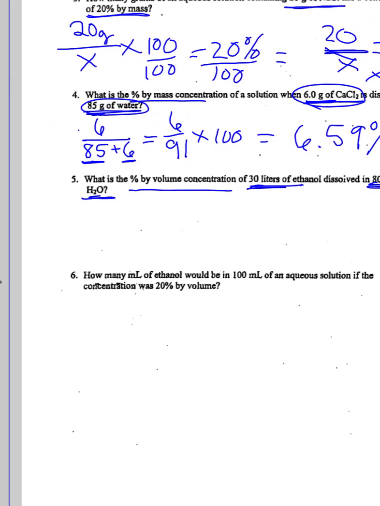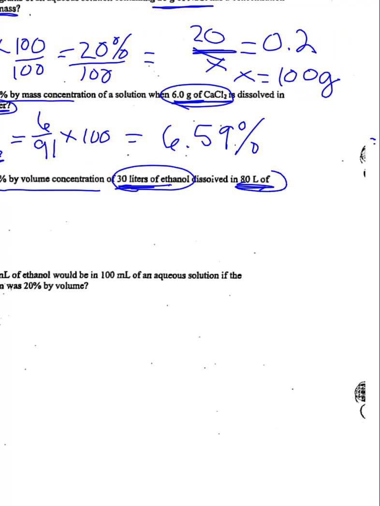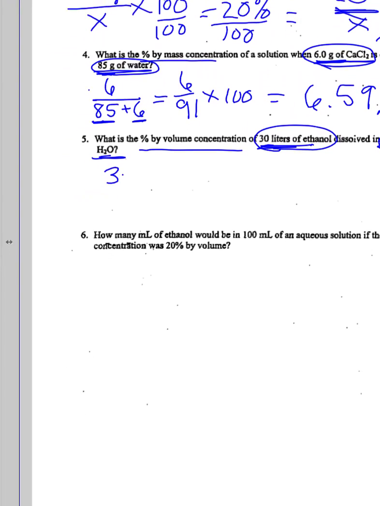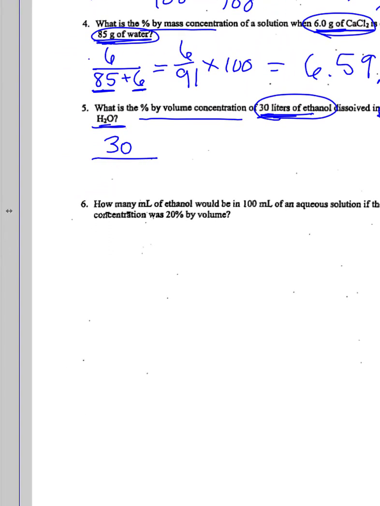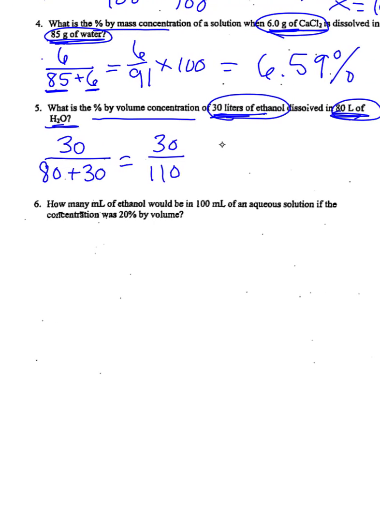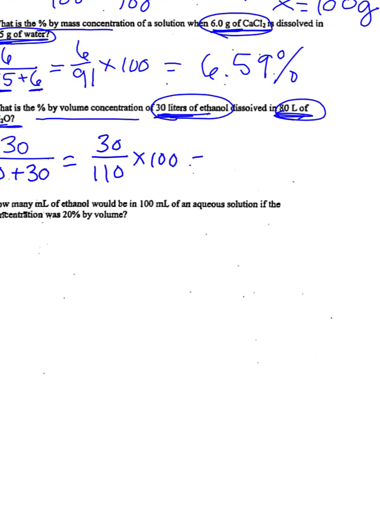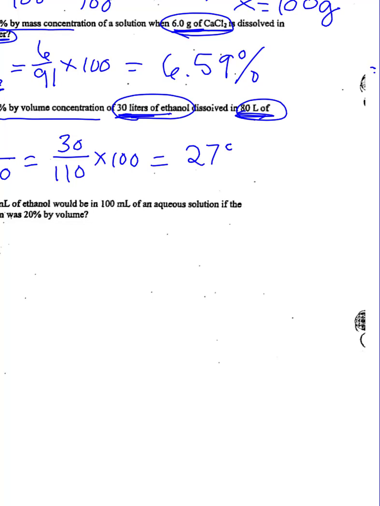Number 5, what is the percent by volume concentration of 30 liters of ethanol dissolved in 80 liters of water? Once again, they've given us our solute separate from our solvent. So here we will have to add them together. So that 30 liters of ethanol, that is our solute. 80 plus 30 is going to give me the total volume of my solution. That means we have 30 divided by 110 times 100, and that is going to equal roughly 27%.